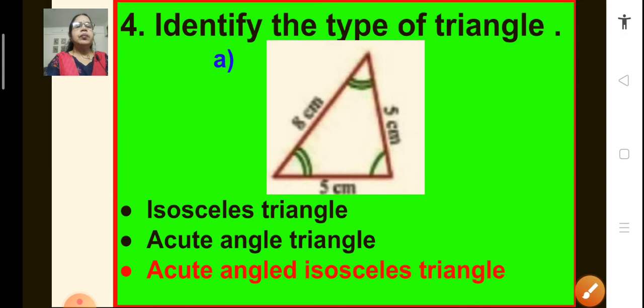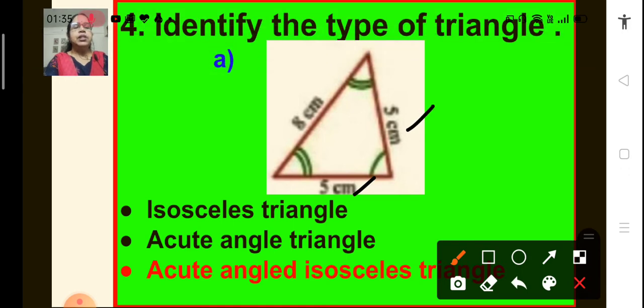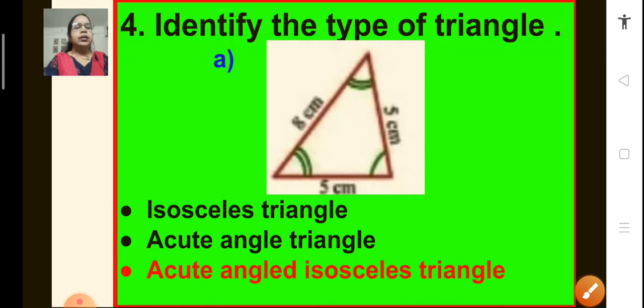Next question, identify the type of triangle. We have a diagram here and we can see two sides are of equal length. That means it is an acute angle isosceles triangle. All the angles are acute angles. So it is an acute angle isosceles triangle.